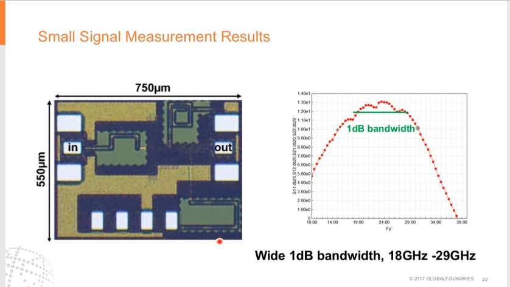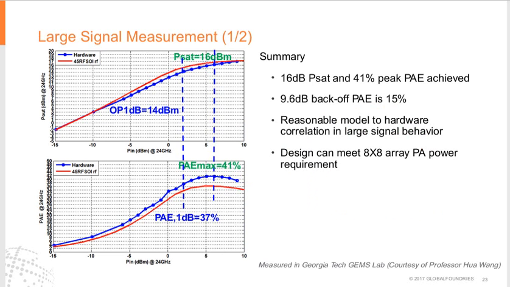This is the layout of the PA design, including the pad, and it's 550 micron times 750 micron, and this is the small signal measurement. The 1 dB bandwidth of the small signal is 18 GHz to 29 GHz. So this is a very wideband PA. In the following slide, we'll show you the large signal measurement.